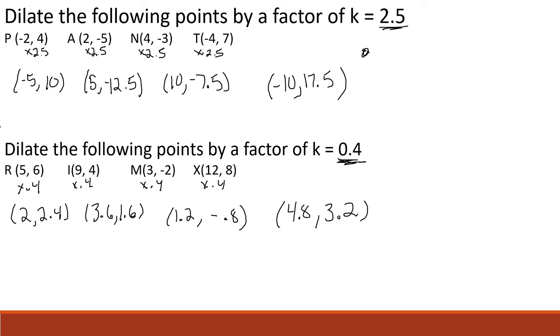So again, all it is, is straight multiplication all the way through. Just look at what your k is and multiply it to all the points. Make sure you're careful with your signage, so make sure you preserve the negative signs and all that. But other than that, it's just straight multiplication.